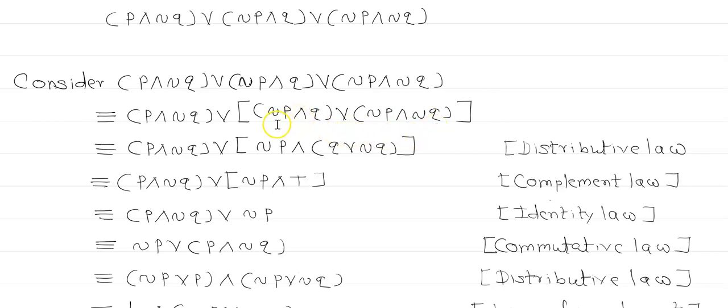That is P, negation of P and negation of P, and therefore negation of P and in bracket Q or negation of Q. That is, the AND is distributed over the OR. That is, the negation of P is distributed over the OR. That's why negation of P and in bracket Q and negation of Q. This is the distributive law.